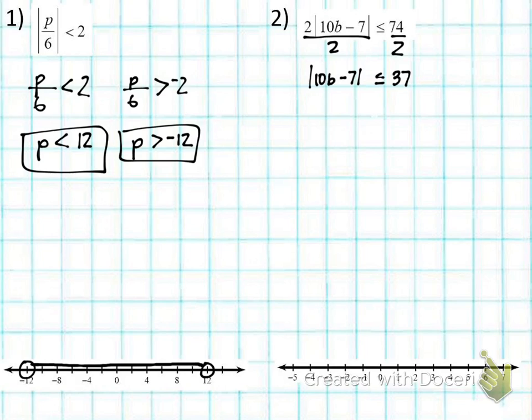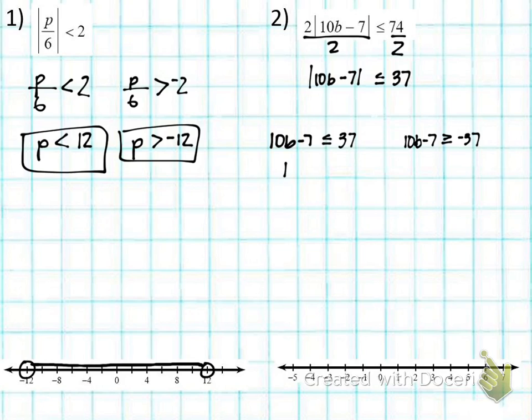Okay? Then just like on problem number 1, we take the absolute value, erase it, and copy the whole problem without the absolute value sign the first time. The second time, copy 10b minus 7, and switch the sign from less than to greater than or equal to, and then make it negative 37. Okay, now we're solving just like normal.